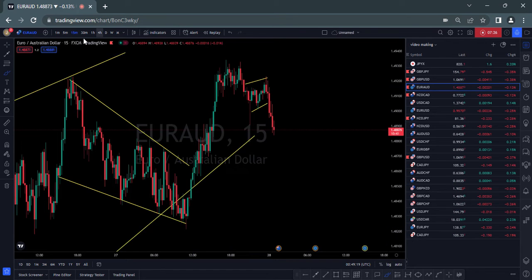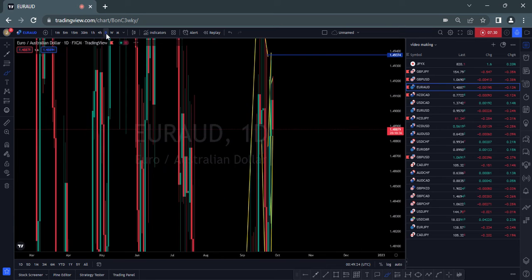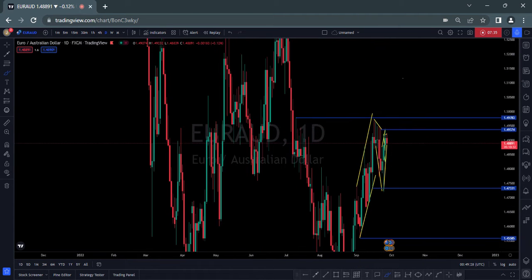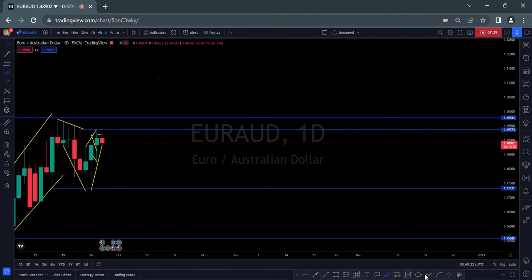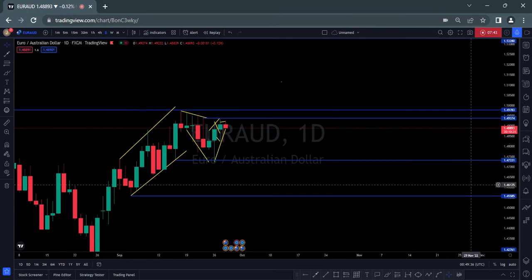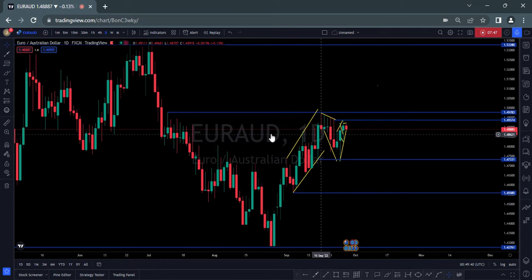So let's see EURAUD. Let's dive into EURAUD straight up. So let's check the daily. Yeah, this is EURAUD. This pair I believe is going to have a huge sell.